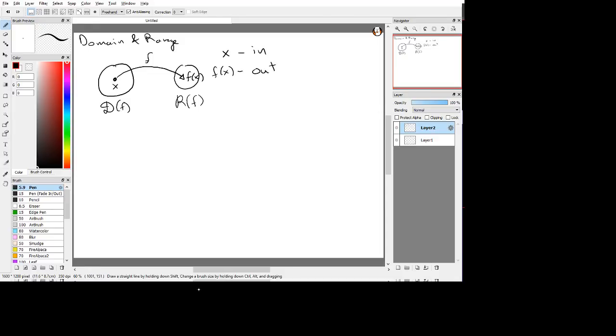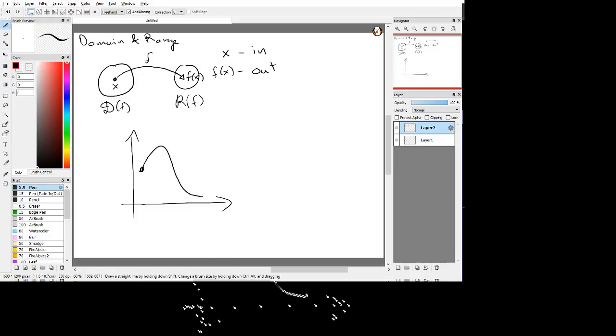And if I have a function that looks something like this, some quick axes, and here's a quick little function, then this height right here, that's our range. And then this, let's pick green, from here to here, this width, that's our domain.